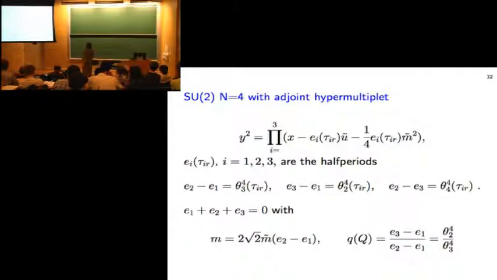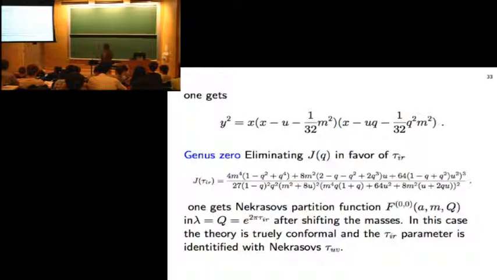So now let me start with N equal 4 with an adjoint hypermultiplet. And that is an N equal 4 spectrum, of course conformal. And then we get the following curve, where these are the half periods, which are related to the theta functions in this way. And now you can actually introduce cross ratios. And once you introduce this cross ratio, you have a nicer algebraic picture of your curve, namely something like this, where this is now the cross ratio.